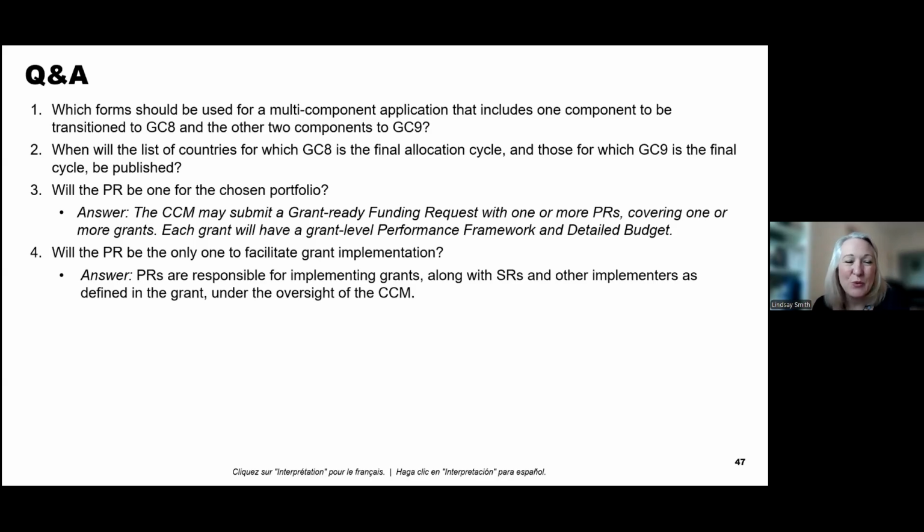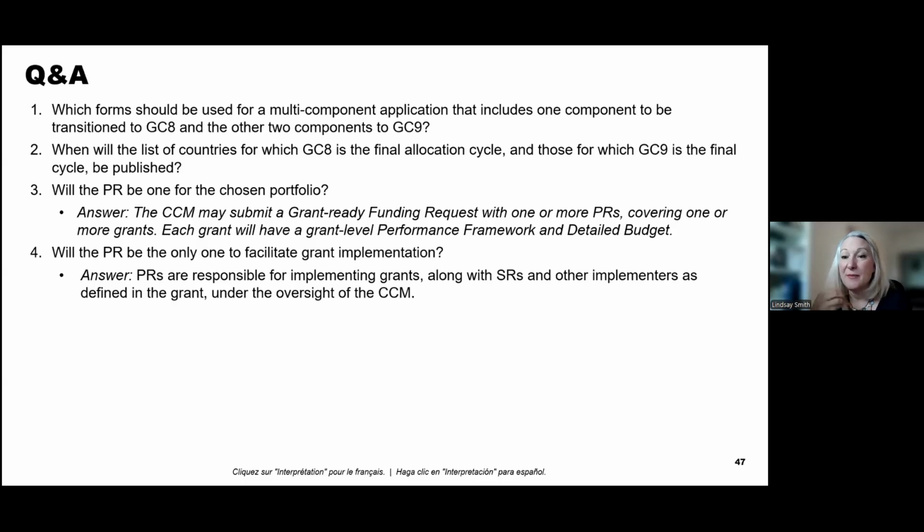Question 4 on this slide. Will the PR be the only one to facilitate grant implementation? Okay, and the answer here is principal recipients are responsible for implementing grants, along with subrecipients and other implementers as defined in the grant under the oversight of the CCM. So indeed, the grant implementation is a responsibility of the principal recipient for the scope of the grant that is agreed. And so a grant is agreed between a principal recipient and the Global Fund.